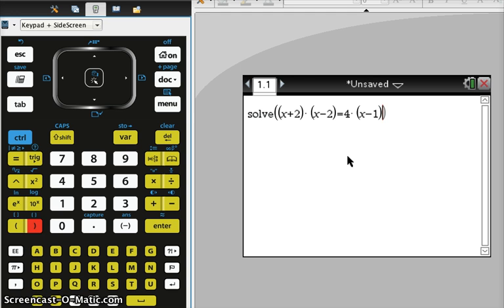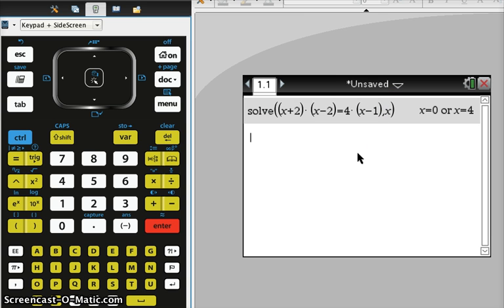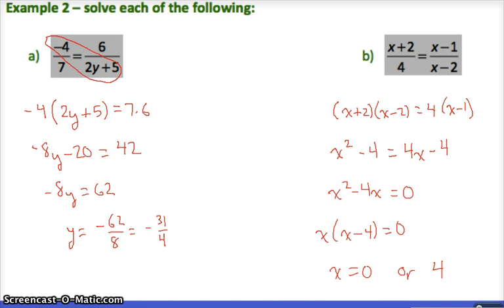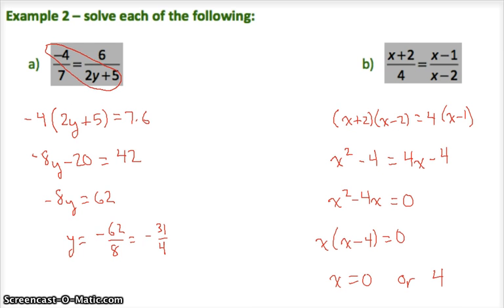Now before I hit enter, I have to go comma x. This calculator is so fancy that if I had more than one variable in here, it'll solve for whichever one I want. So it always wants to know what variable to solve for, so you need the comma x at the end. And then it just does it. It tells you it's x equals 0, x equals 4. So if you didn't agree with my algebra, then go back and look at that again.